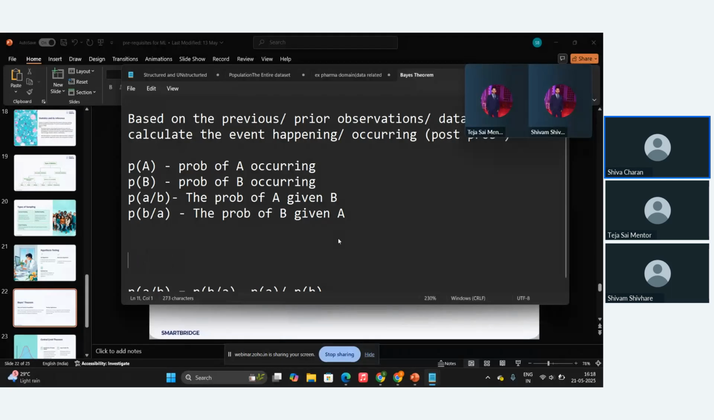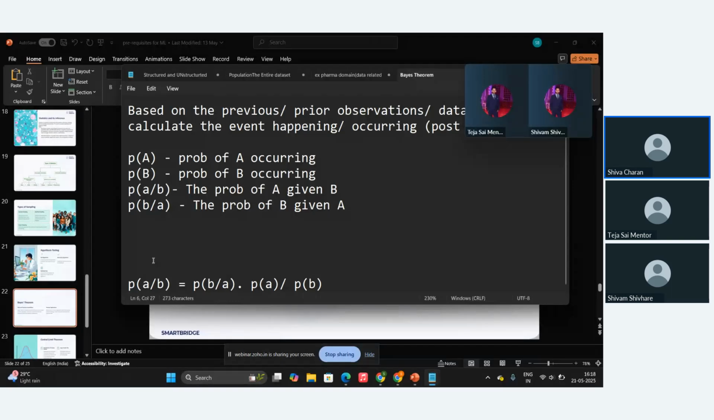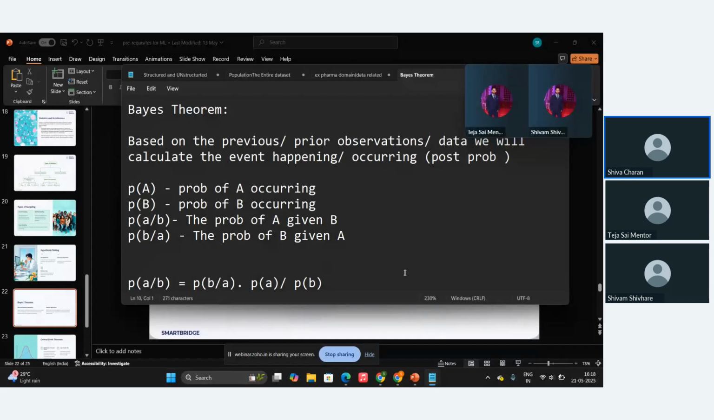For those two, A and B, P of A is nothing but the probability of A, and P of B is the probability of B. So P of A by B is the probability of whatever values we have in A and B, followed by the probability of A given B, then the probability of B given A. This is the formula for the probability. Hopefully the probability formula is clear for everyone.